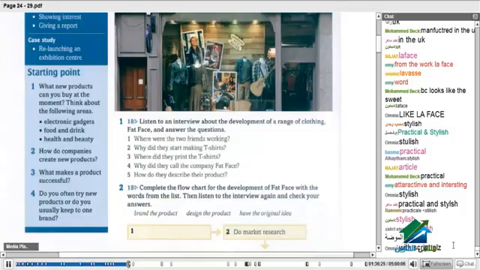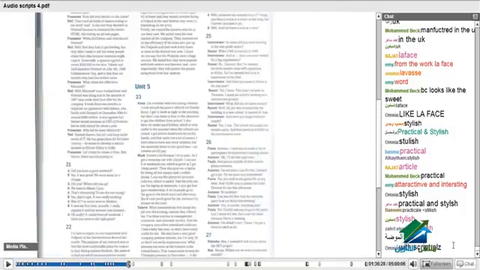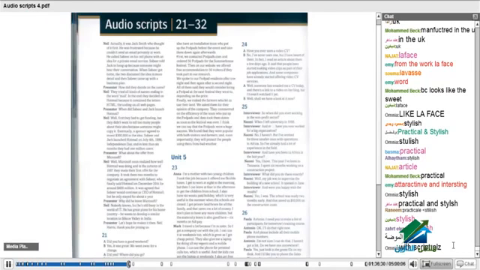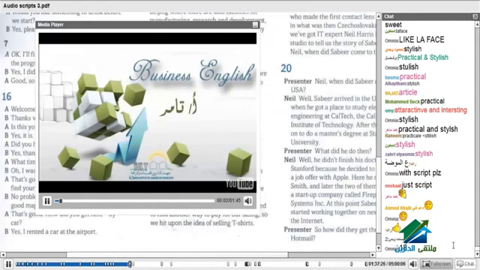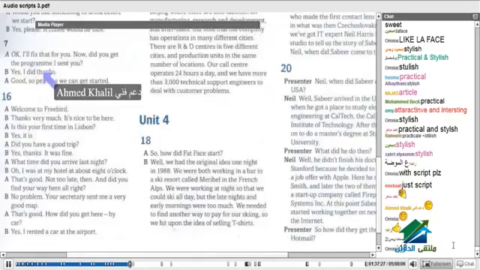Now, one more listening, Mr. Khalil, with the script. Let them be happy. Yalla, enjoy. Unit 4, Audio 18.